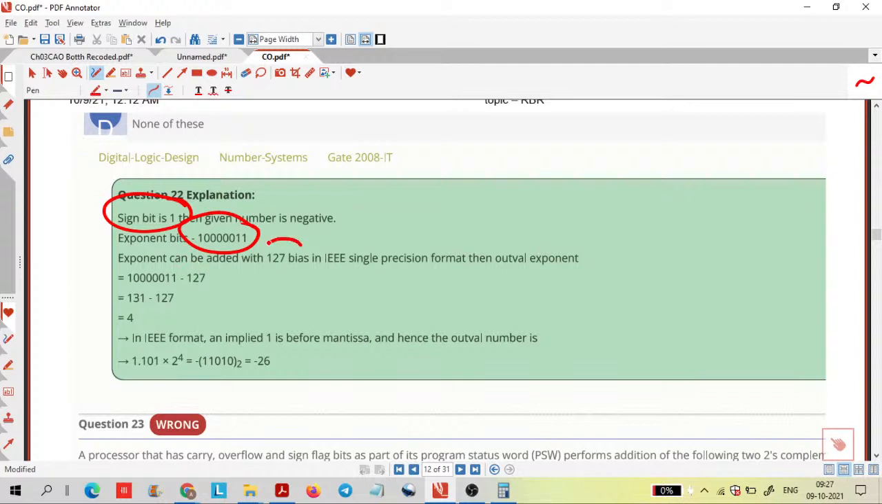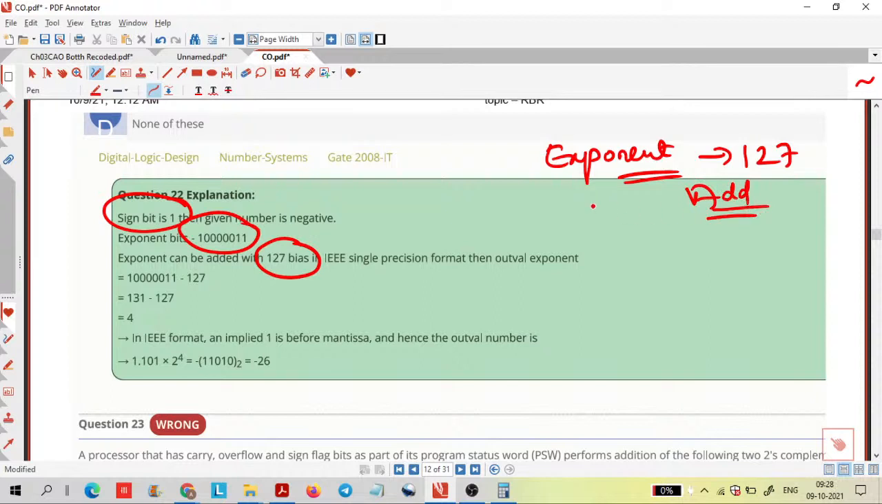For the exponent part, what is the bias we add? While representing, we add 127 to that exponent value. We add that while converting decimal to the binary form. So here we have to reverse it: we have to subtract 127, and then you will get the exponent value.